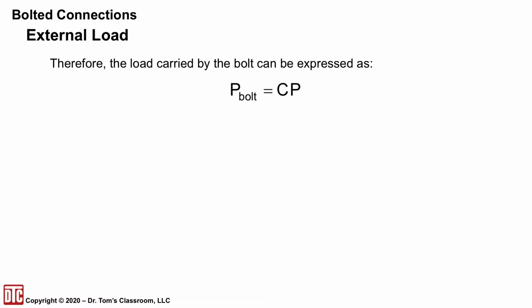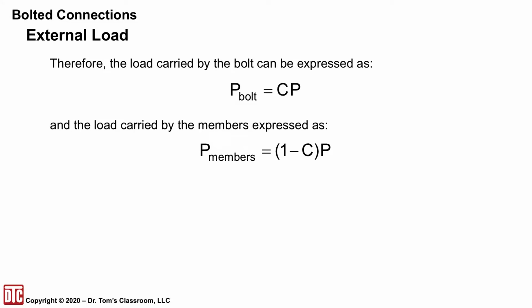So therefore, the load carried by the bolt, this was in the first edition of the reference handbook, but for some reason it got lost in the second edition. I don't know. P bolt equals C times P. And similarly, for the members, it would be 1 minus C times P. So those were two very important equations that somehow, I don't know whether they left them out intentionally or just did some rearranging and lost them in the shuffle. I don't know.